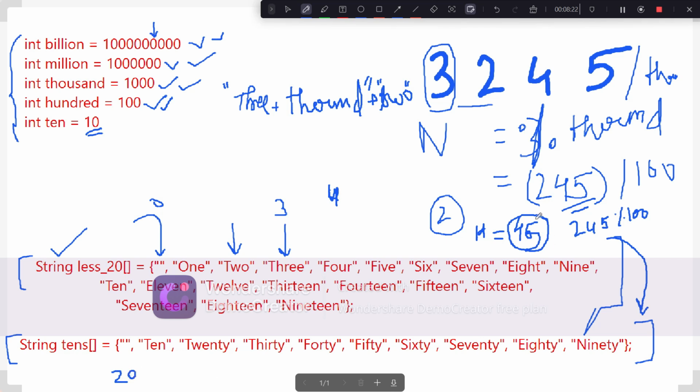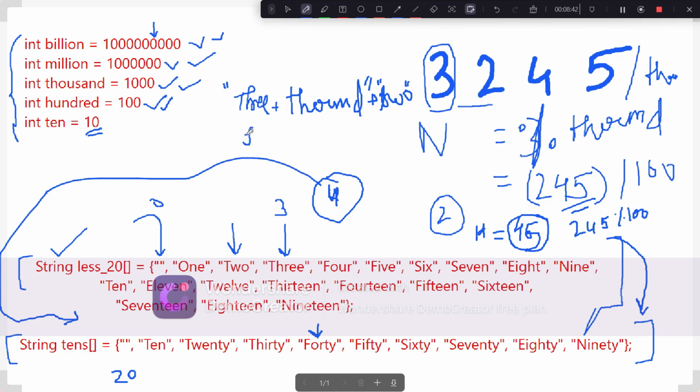So in this case what will happen? We have 45, right? Divide by 10, it came 4, right? So where will we go? We will go to this second array. So what is there at 4 place? At 0, 1, 2, 3 and 4. So at 4 we have 40. So in the same string we will add 40. So it would be our 40. Now what is the remaining thing? We will do the remainder of 10, right?